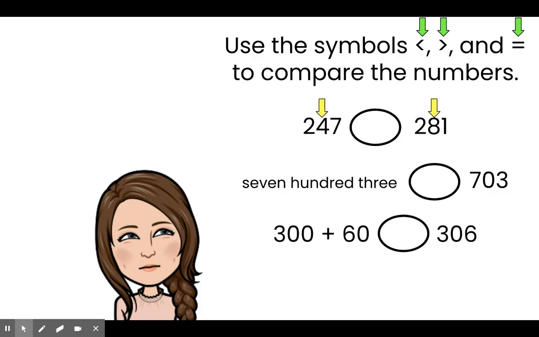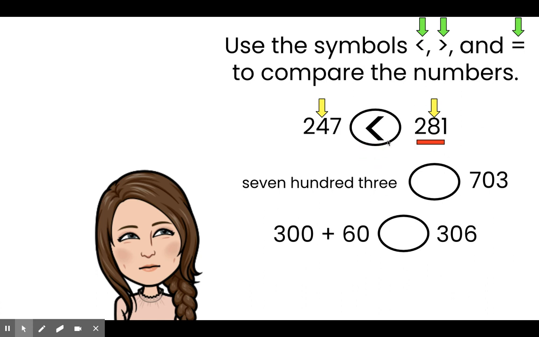That means we need to go to the next place value spot, which is tens. 247 has 4 groups of 10. 281 has 8 groups of 10. I can tell that 281 has more groups of 10. It means that that number is greater or has a larger value. So now I need to decide what symbol I would place between these 2 numbers to make this statement true. 247, is it less than 281, greater than 281, or equal to 281?